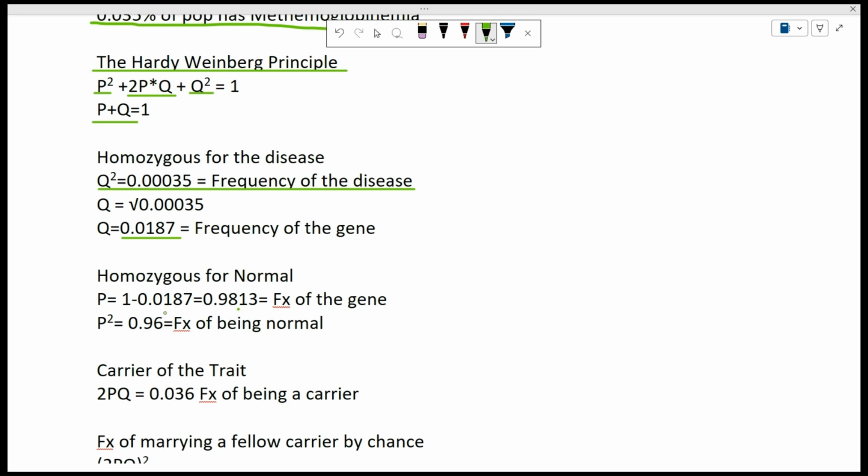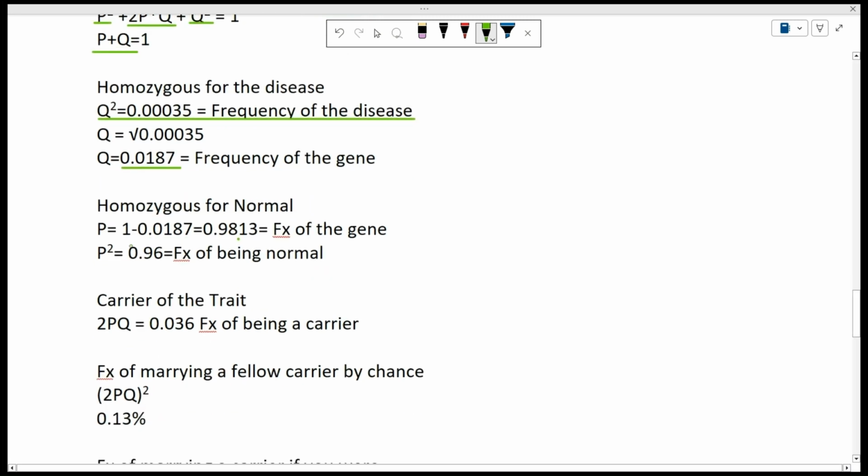All right, so what's the chance of being totally normal, not having any messed up gene with regards to this hemoglobin? Well, you just multiply 98.13 by itself, right? And so you're going to get a 96% chance of not even being a carrier, not having methemoglobinemia whatsoever.